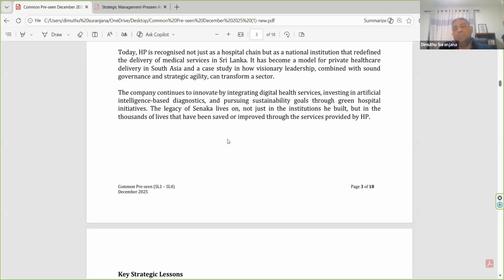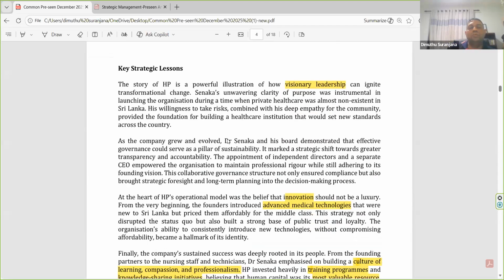The company continues to innovate by integrating digital health services, investing in artificial intelligence-based diagnostics, and pursuing sustainability goals through green hospital initiatives. So they were focusing on sustainability. The legacy of Sena lives on not just in the institution he built, but in the thousands of lives that have been saved through the service of its employees. His name was very well known to everyone. Right. Any questions, guys, up to now?